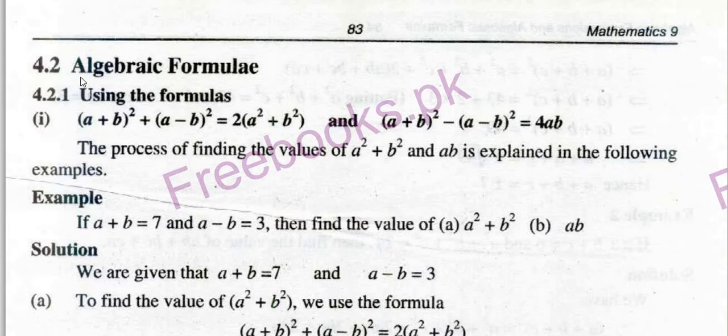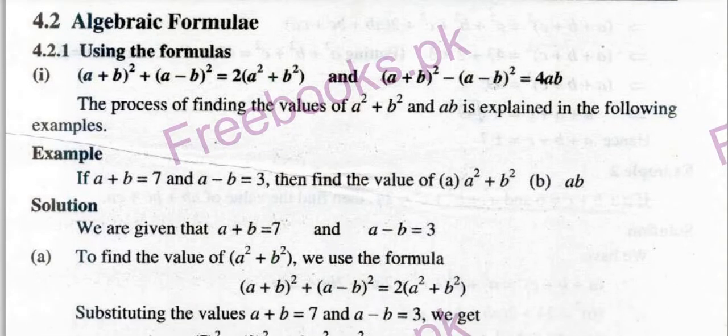Example number 1. If a + b = 7 is given, and a − b = 3 is also given, then find the values of a² + b² and ab. These are the two terms which you are going to find. By using the above two formulas, we have this equation.